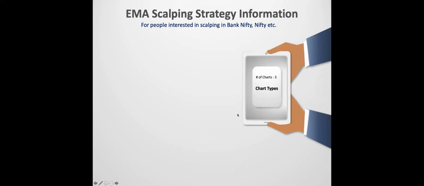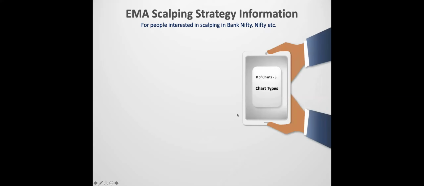Now, what are the charts that we are going to use? There are 3 charts that we are using, and there are 3 different chart types. First one is the Heikin-Ashi 1-minute chart. Second one is your candlestick 1-minute chart. And the third one is the RENKO 5-minute chart.